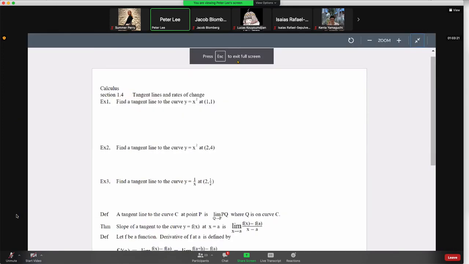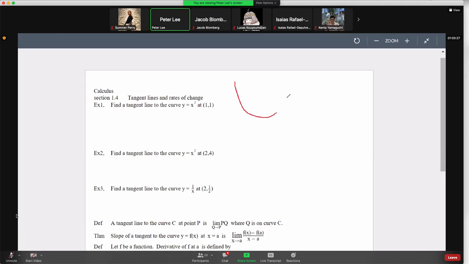This is what I'll do. Annotate. And then we have a curve like this, and then there's the point (1, 1). So we want to find this line. But note that with one point, we cannot find the tangent line. So we pick another point on the curve. How about if we pick a point over here?